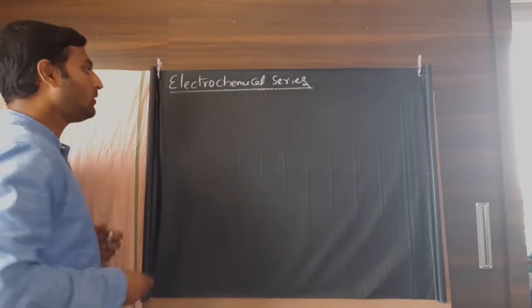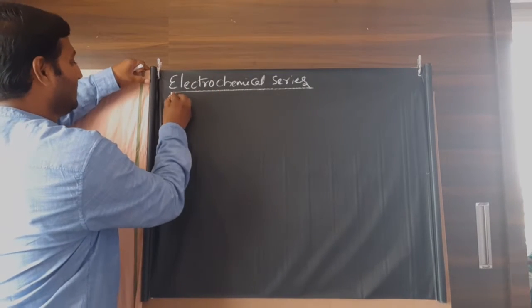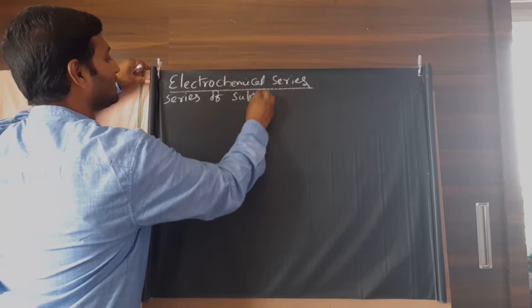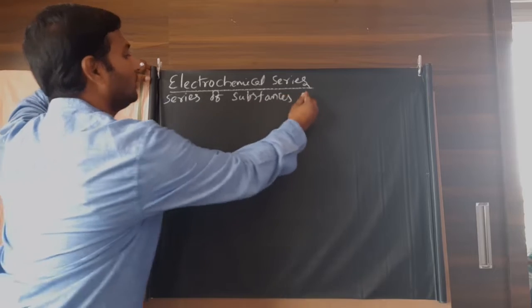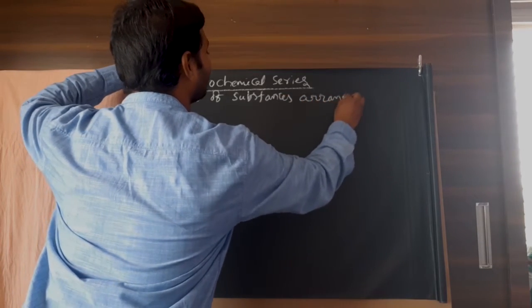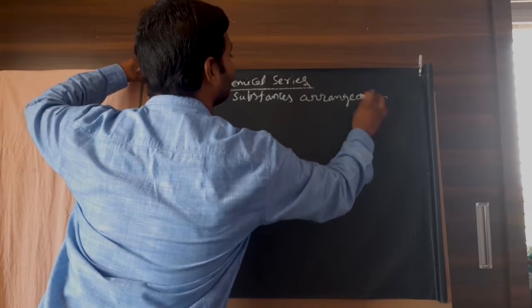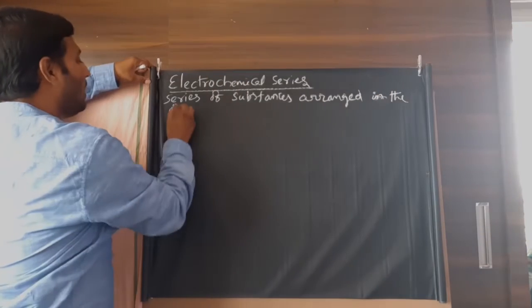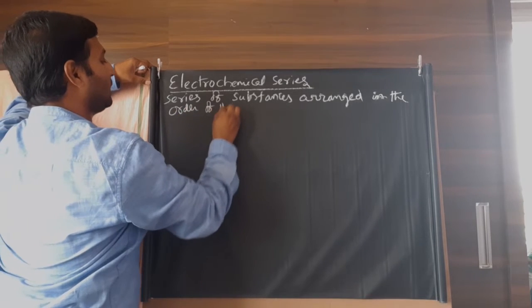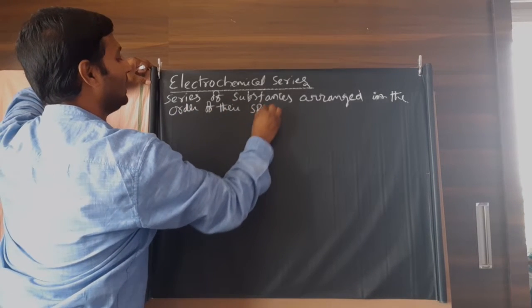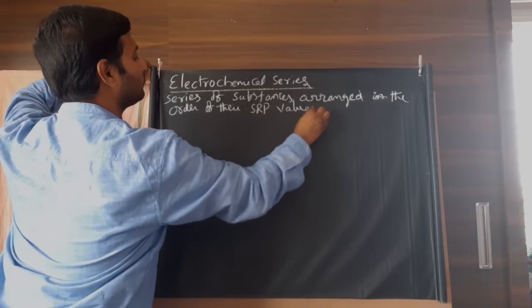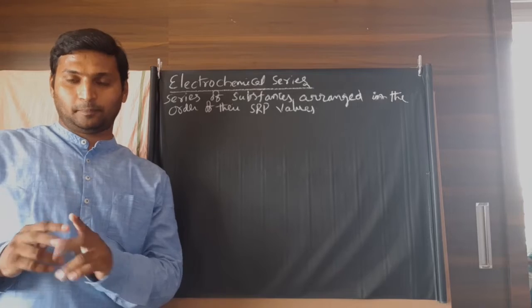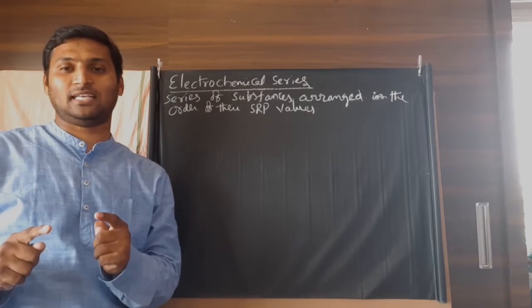So, electrochemical series is a series of substances arranged in the order of their SRP values.